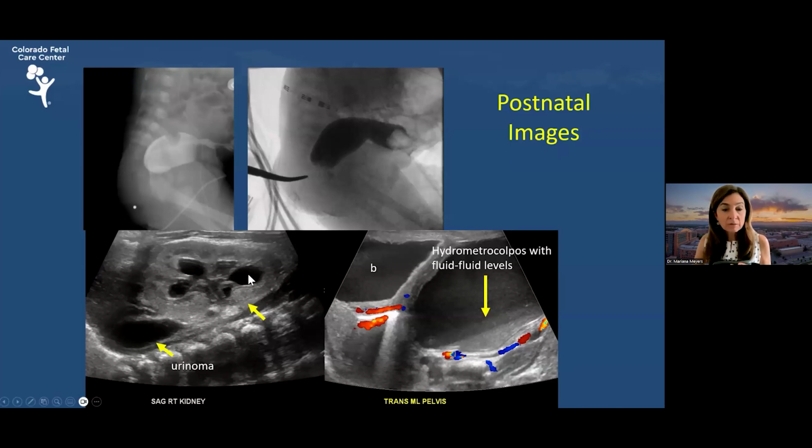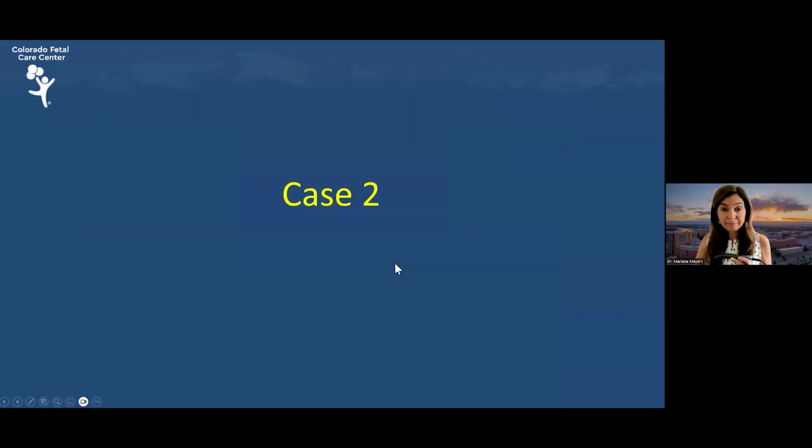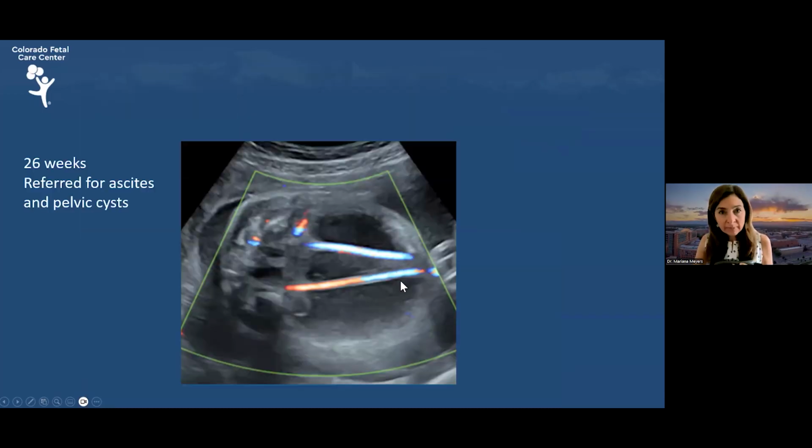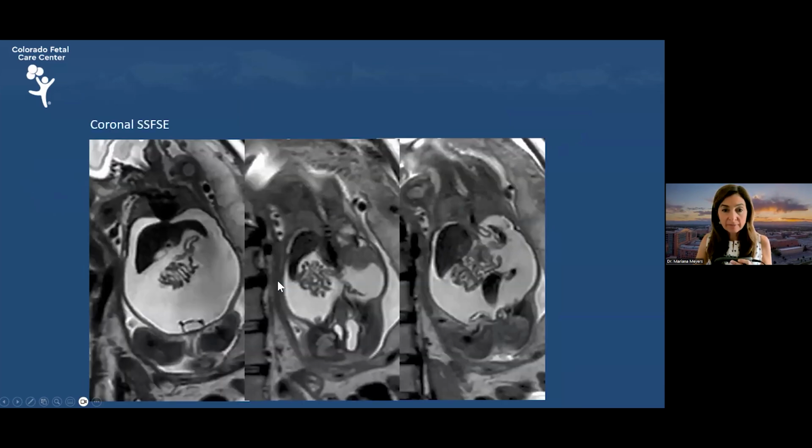This is the renal ultrasound postnatally showing the abnormal increased echogenicity of that kidney with the perinephric urinoma that was seen, and the hydrometrocolpus with the fluid level and the bladder. Somewhat similar case. So axial view, 26 weeks, referred for ascites and a pelvic cyst. So these are the 2 umbilical arteries going around the bladder, as I showed you before in a normal patient. And you can see that there is also ascites and these 2 cystic structures in the pelvis.